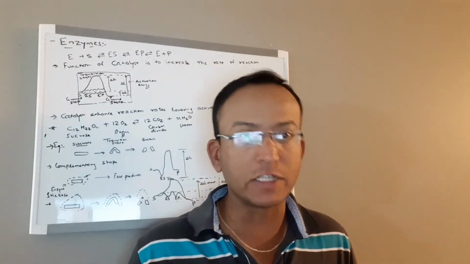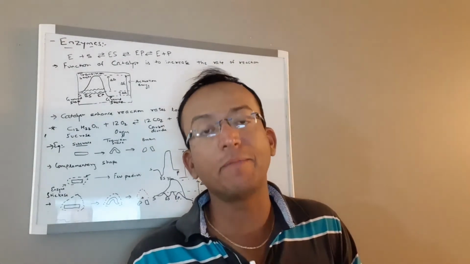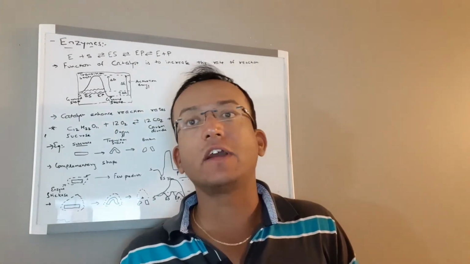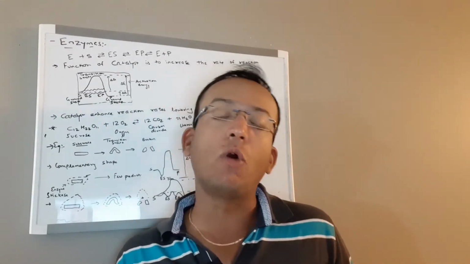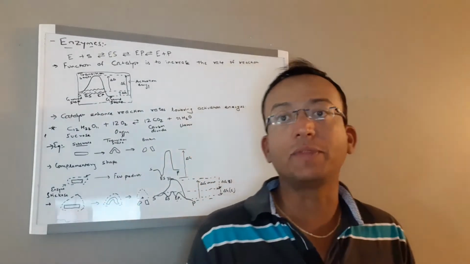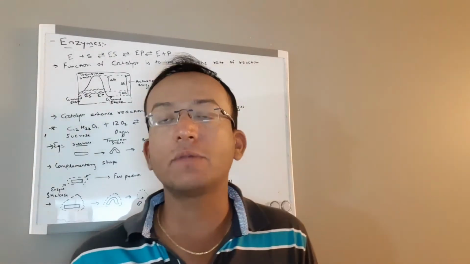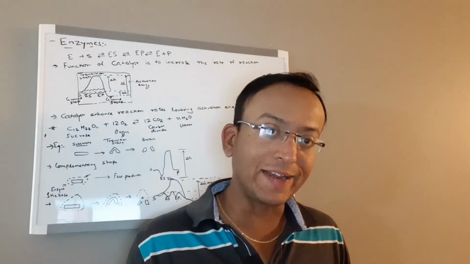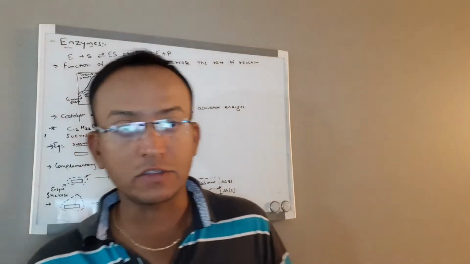Once a substrate is bound to an enzyme, properly positioned catalytic functional groups aid in the cleavage and formation of bonds by a variety of mechanisms. That includes what type of mechanism? General acid-base catalysis, covalent catalysis, and metal ion catalysis.